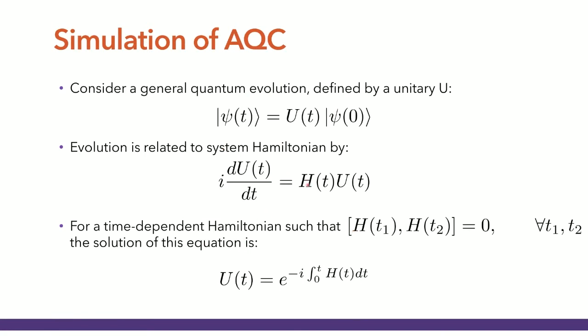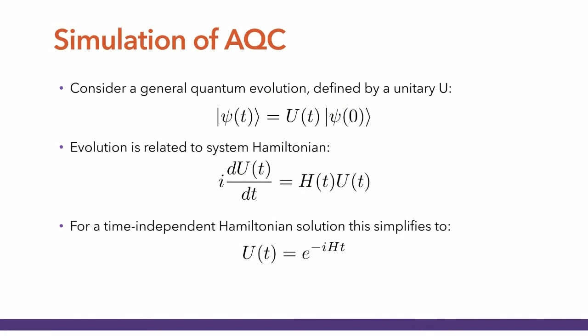If we're evolving with some Hamiltonian H of t, then the evolution is related to the system Hamiltonian by Schrodinger's equation. And the solution to this simple differential equation, if our Hamiltonian is time dependent but commutes with itself at different points in time, is simply the exponent of the integral of the Hamiltonian over the time period. Now, for a time-independent Hamiltonian, the solution is even simpler. It's just the exponent of minus i H t.